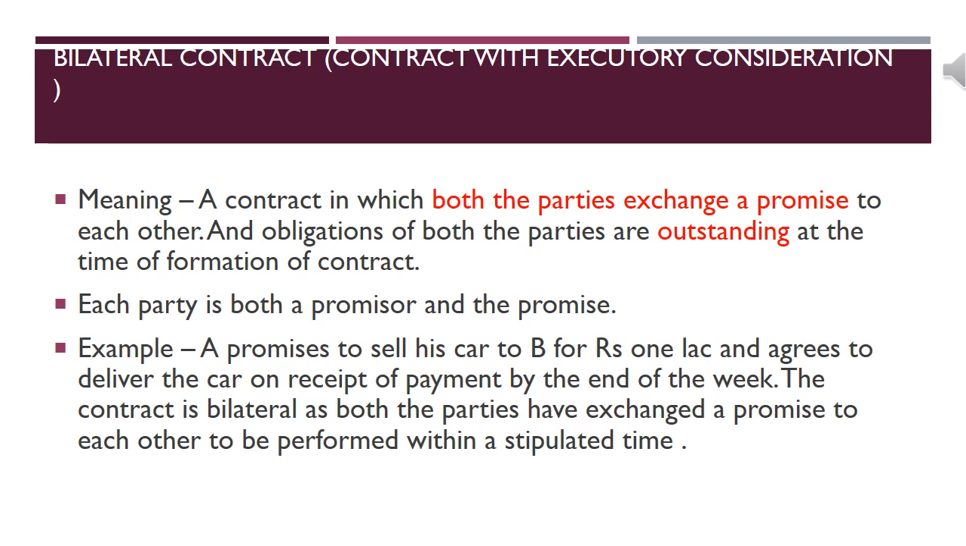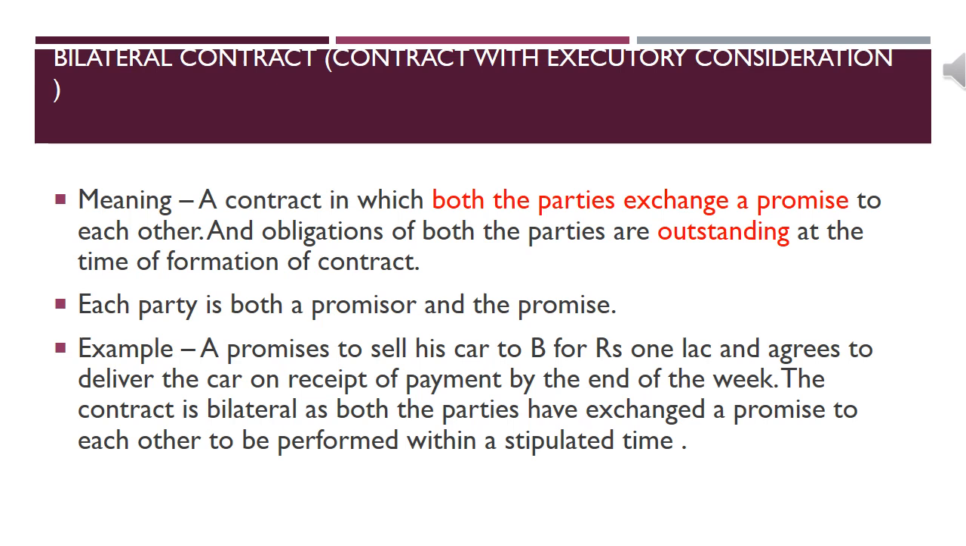Suppose A says to B, I'll sell my car to you, and B says, okay, I'll pay rupees 1 lakh. But A says, I will deliver the car next week, and B says, I will also make the payment next week. So in this case, both the parties exchange a promise, and both the parties' obligations are outstanding when the contract is made, because both will perform by the end of the week. So in a bilateral contract, the important thing is that both parties make a promise and both parties' obligations are outstanding. So each party is both a promisor and a promisee.